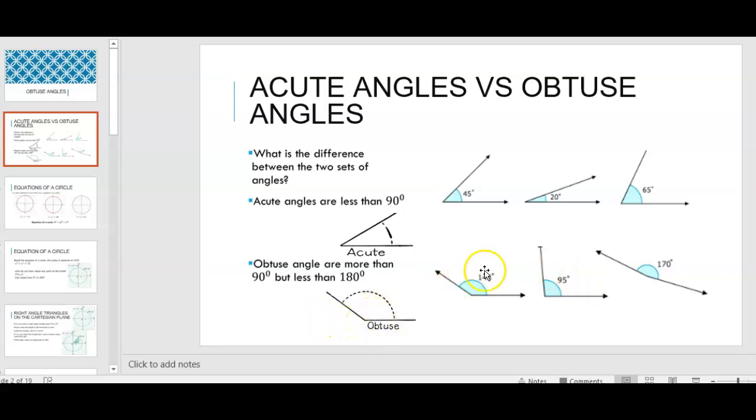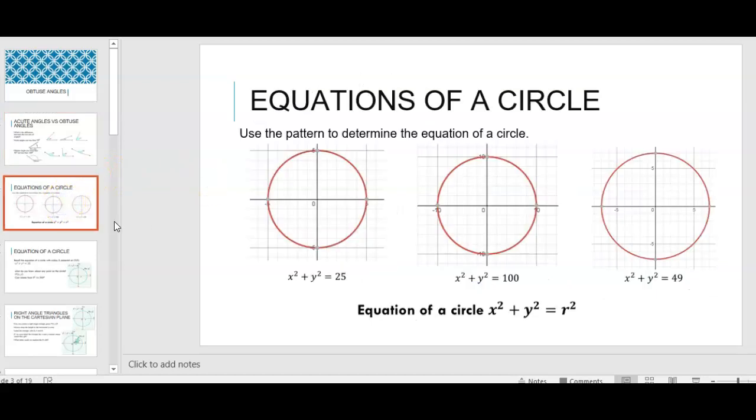Okay, so far we have seen the values of primary trigonometric ratios of acute angles, and today we're going to discover the value of primary trigonometric ratios of obtuse angles. Before we get there, let's recall the equation of a circle in the Cartesian plane. The equation of the circle in the Cartesian plane is x squared plus y squared equals r squared, where r represents the radius of the circle and x and y are the coordinates of any point on the circle.